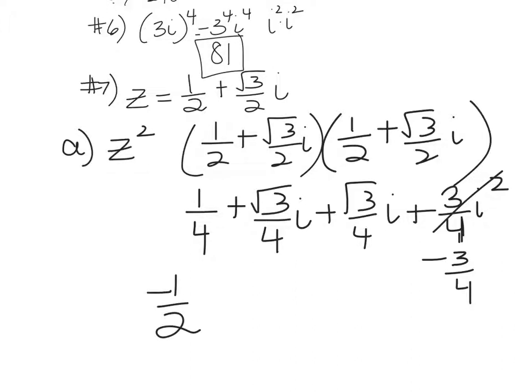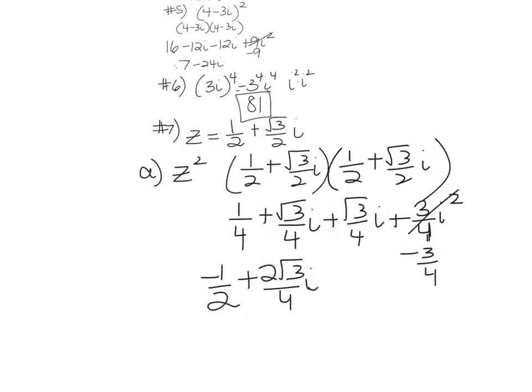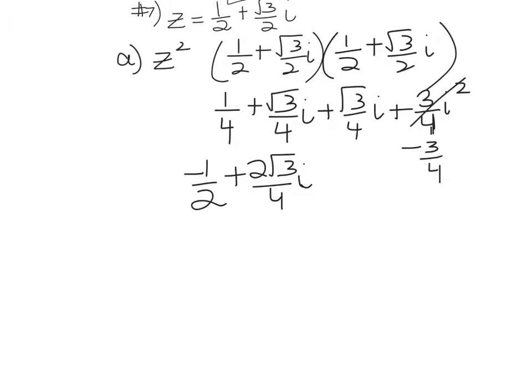All right, and then the middle term, I have 1 rad 3 over 4 i plus another rad 3 over 4 i gives me how many of them? 2 rad 3 over 4 i's. But that can be reduced, and you get negative 1/2 plus rad 3 over 2 i. It almost looks like what we started with, doesn't it? Super close, huh?